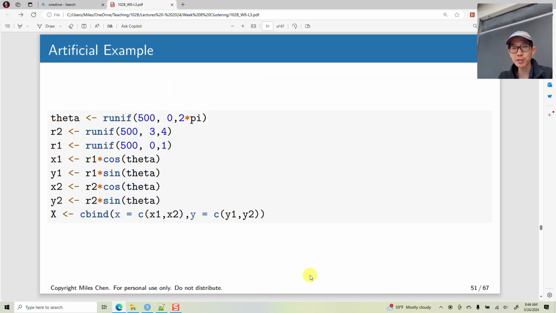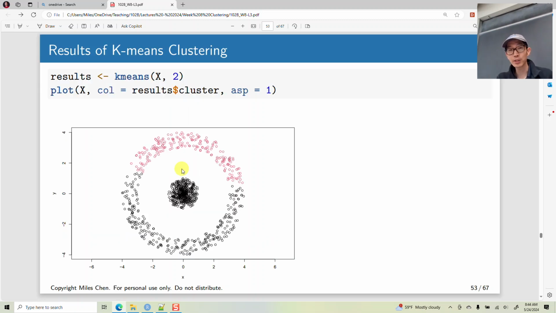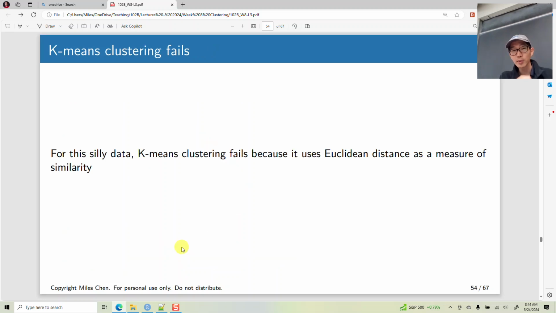Okay, so here's just another example. Again, this is artificially created data, but I've got a ring of points on the outside and a ring of points on the inside, and we want to cluster these into two groups. If we just did k-means clustering, it will never put dots over here and dots down here in the same cluster because according to Euclidean distance, they are very different from each other.